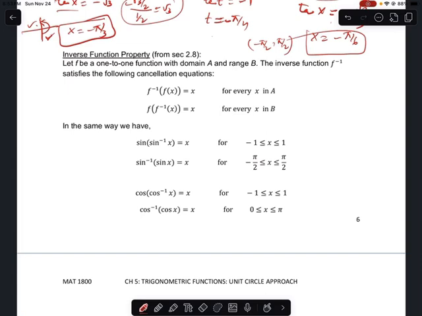Okay. The next thing we look at is what we call the inverse function property, and I think I will talk about this in the next video.